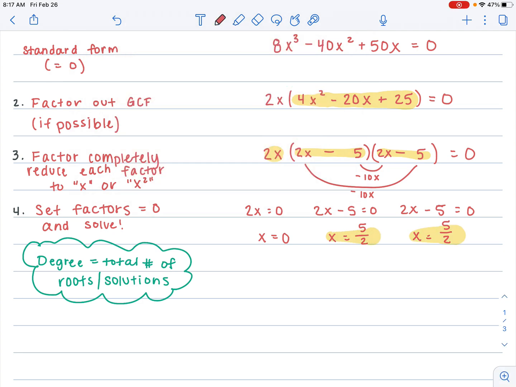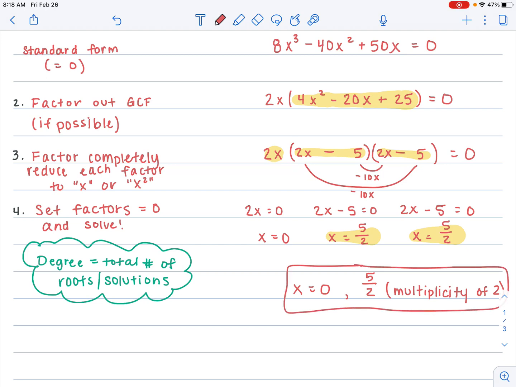So how would I actually write this as a final answer? I would say x equals 0 and 5 halves, and I would call this a multiplicity of 2. Multiplicity just means it's happening twice, and it's happening 2 times here. So that would be my final solution: x equals 0 and 5 halves, multiplicity of 2 because it's happening twice.